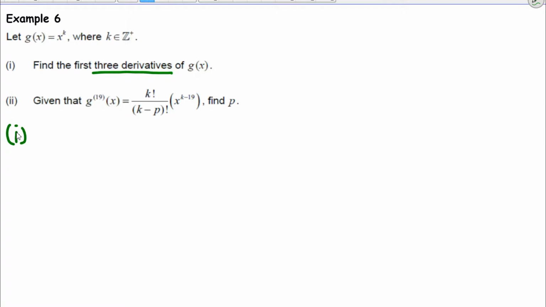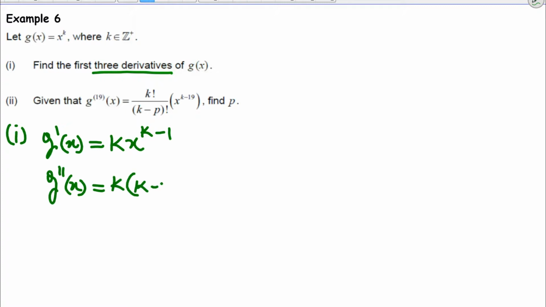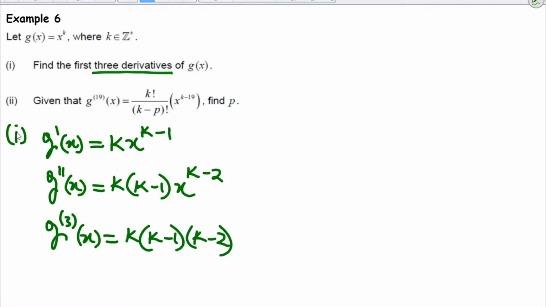So the first derivative will be k multiplied by x to power k minus 1. This is just the power rule. The second derivative will be k multiplied by k minus 1, x to power k minus 2. The third derivative will be k into k minus 1, k minus 2, x to power k minus 3. So once you have those, we can use this pattern to try and establish a formula.